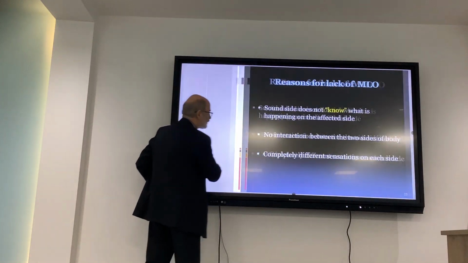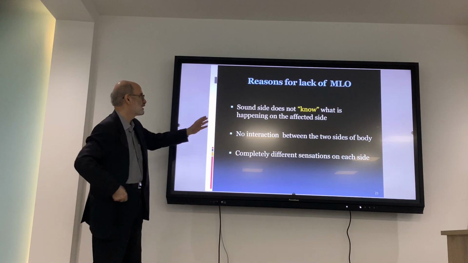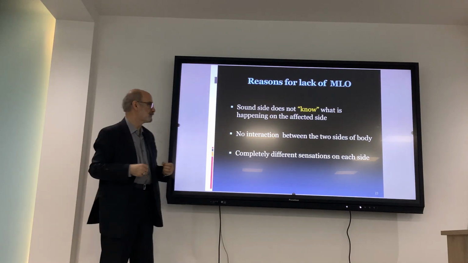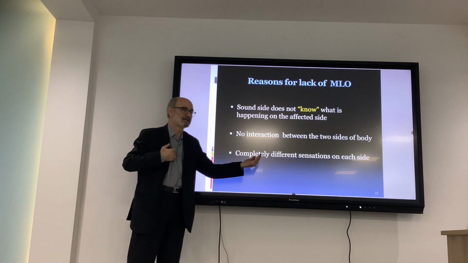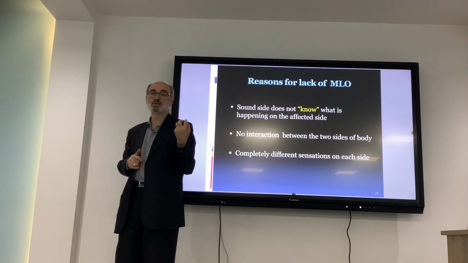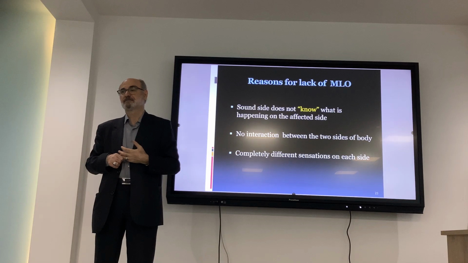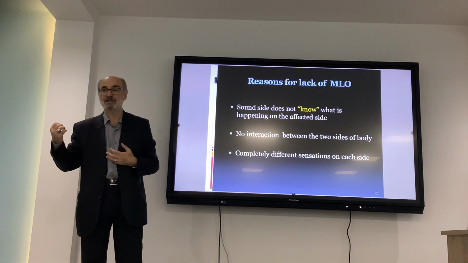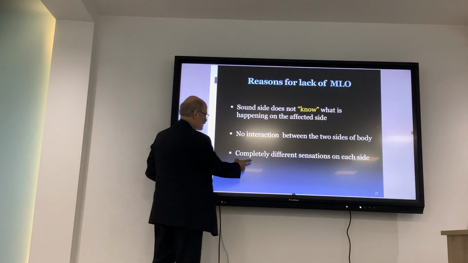Because the body is divided into two sides, affected and unaffected, the sound side doesn't know what's happening on the affected side. There is no interaction between the two sides of the body, and there are different sensations on each side. One side is normal, sending normal sensation to the brain, and the other, affected side is sending abnormal signals to the brain. That's why they don't have midline orientation.